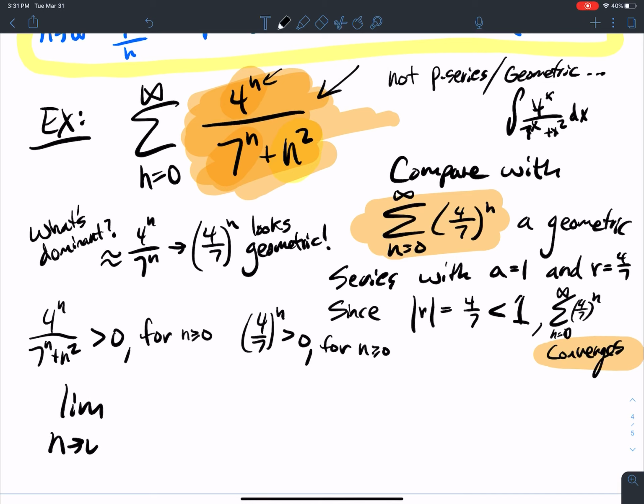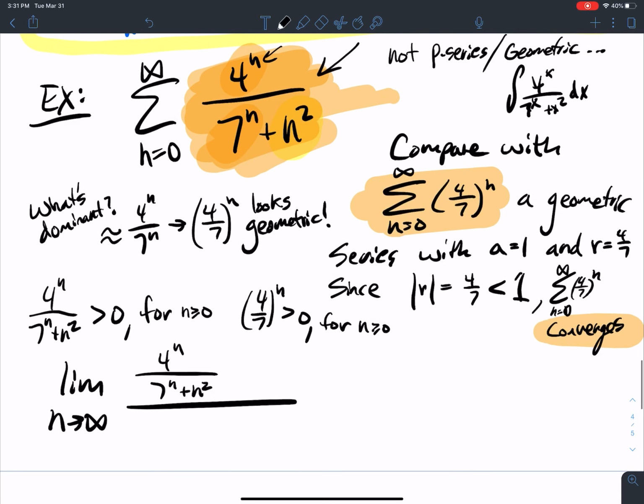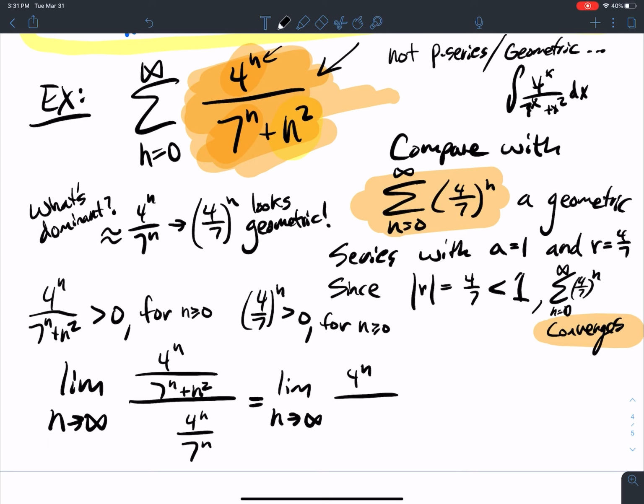Limit as n goes to infinity of what? 4 to the n over 7 to the n plus n squared divided by 4 to the n over 7 to the n. Okay, so let's see if we can't figure this out. Keep, change, flip. So I'm going to keep the numerator the same, 4 to the n over 7 to the n plus n squared. Change division to multiplication, and then flip the denominator, 7 to the n over 4 to the n. Okay?